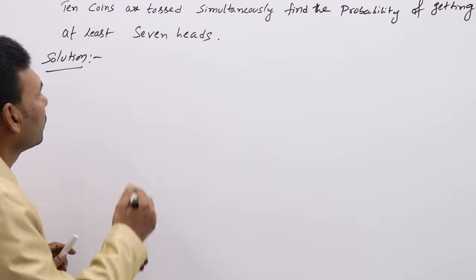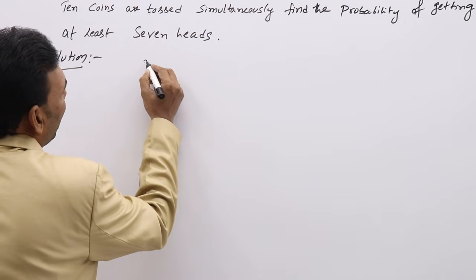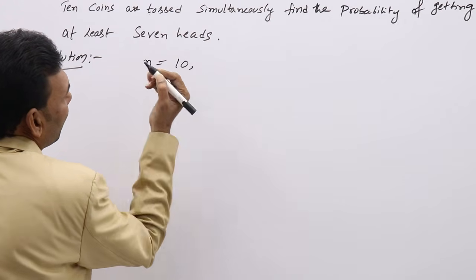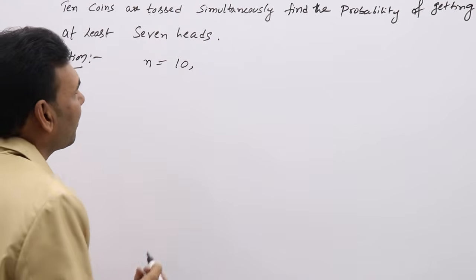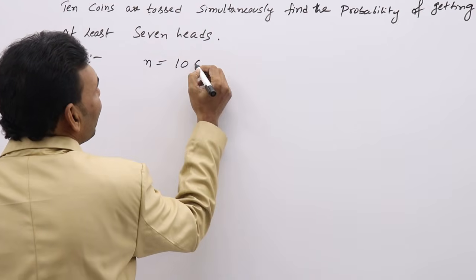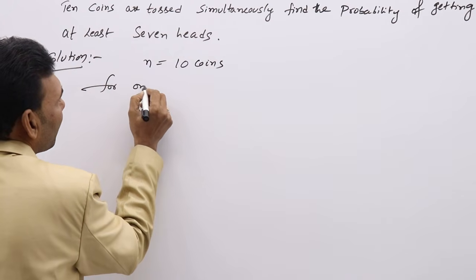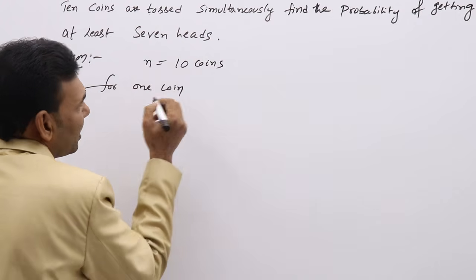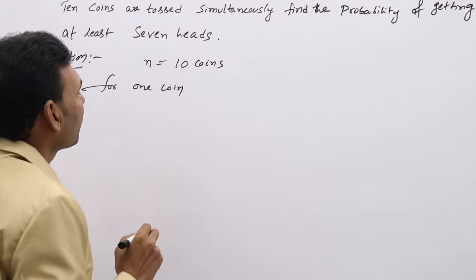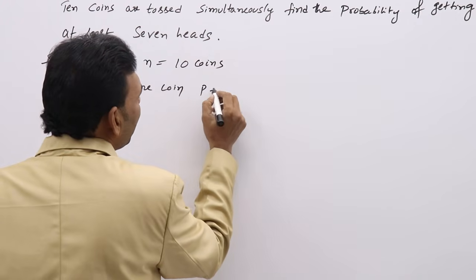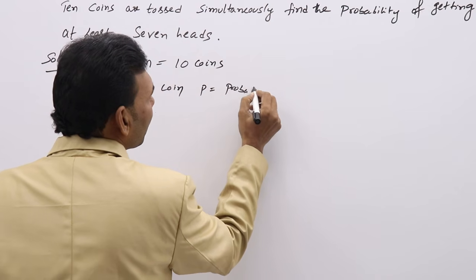See how. Here the number of coins tossed is 10, so n is 10 coins. For one coin, we will calculate the probability of success, getting head. For one coin, P is the probability of getting head.